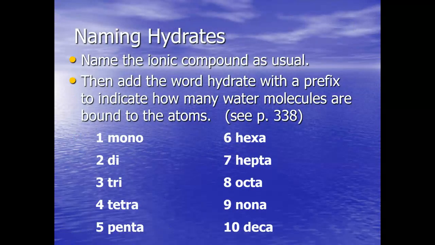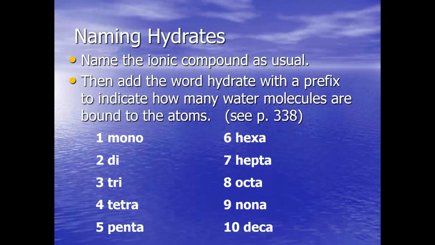So naming hydrates, it's always going to be an ionic compound with some water molecules attached to it. And you want to name the ionic compound as we already previously learned this year. So you would need your ion chart, maybe your periodic table to help you with formulas and naming. And then you add the word hydrate to it with a prefix to indicate exactly how many water molecules are bound to the atoms that make up that ionic compound.